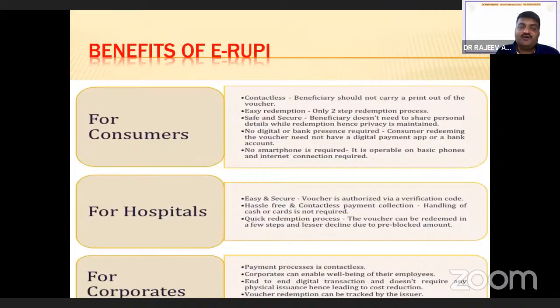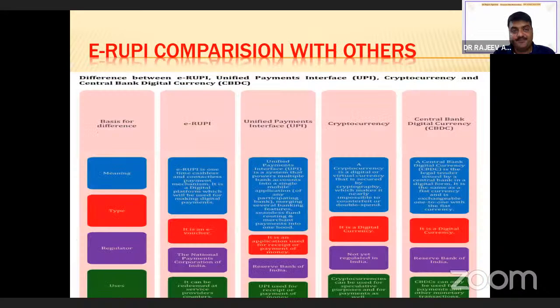Now, what are the benefits for consumers? It is contactless, easily redeemable, no digital or bank presence required, and no smartphone is required. For hospitals, easy and secure, hassle-free and contactless payment collections, and a quick redemption process. It can be redeemed immediately. For corporates, they can do bulk transfers and enable well-being of their employees. It is contactless, end-to-end digital transactions, and does not require any physical issuance, and hence reduces the cost. Voucher redemption can be tracked by the issuer.